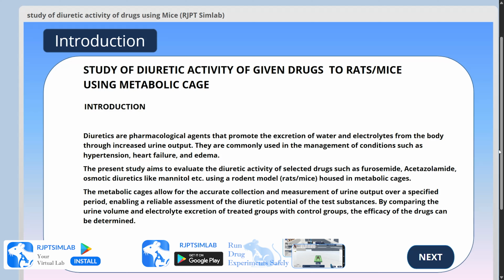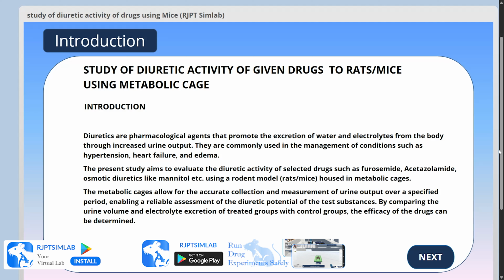Then, the present study aims to evaluate the diuretic activity of selected drugs such as furosemide, acetazolamide, and osmotic diuretics like mannitol, using a rodent model, rats or mice housed in metabolic cages. This means we are aiming to study the diuretic activity. As we know, the removal of water is the action of diuretics, and we are using them on rodent models such as rats or mice, which are kept in metabolic cages.